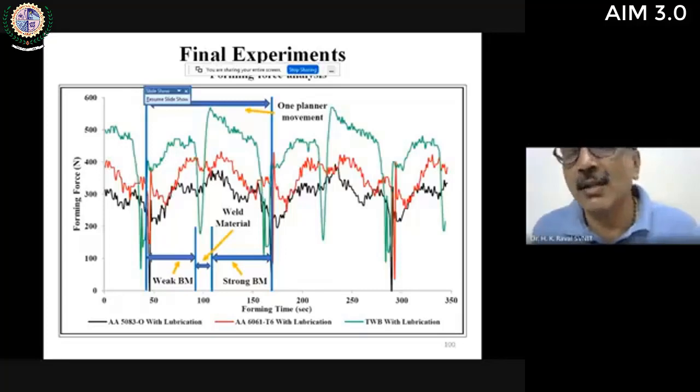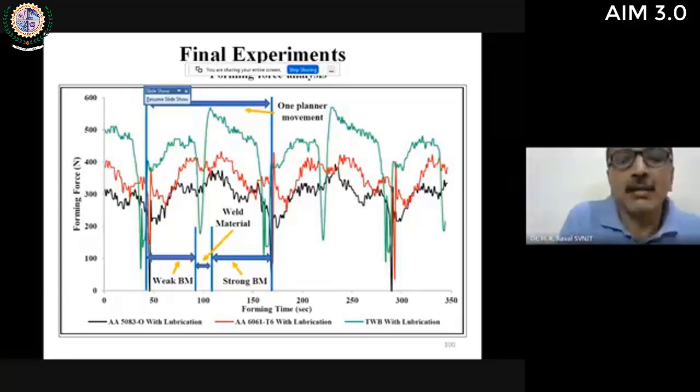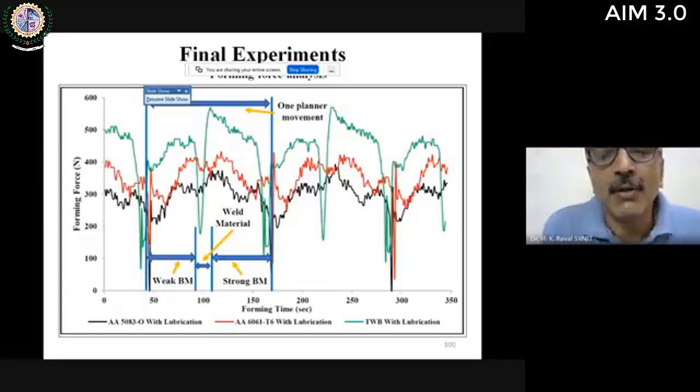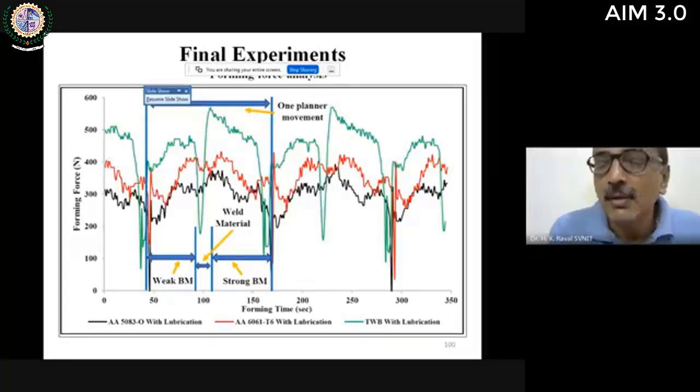Then a few more slides are there, but these are not part of the single point incremental forming. So I think I'm done with this. I'm stopping my presentation here.